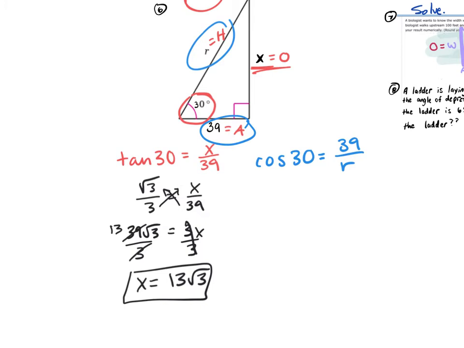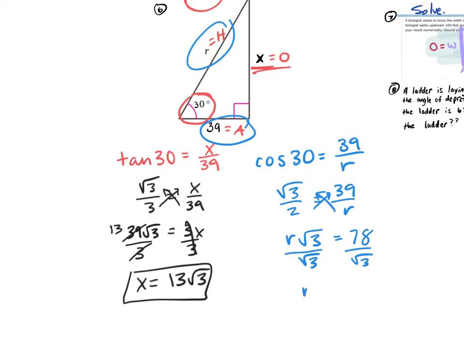Square root 3 over 2, and that's equal to 39 over r. So how can we solve for r? Cross multiply. So r square root 3 is equal to 39 times 2, which is 78. Divide both sides by square root 3. So r is equal to 78 over square root 3.